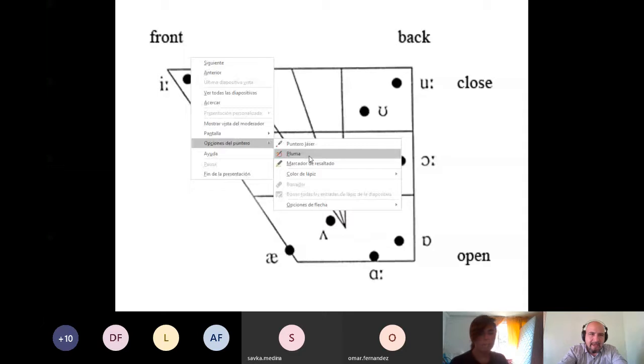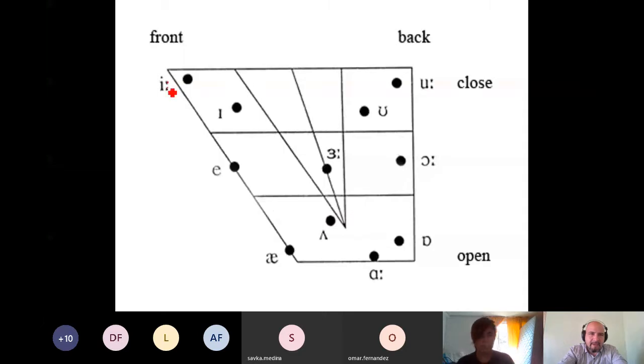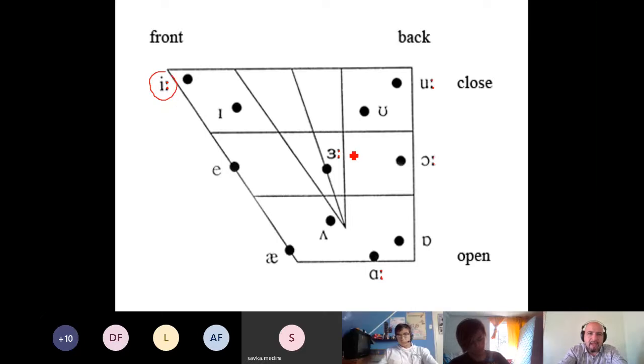E has a colon, dos puntos, right? A colon after. U also has a colon. The same for O, as in August. The same with the vowel in first. And the same with the vowel in car. So these are the vowel sounds considered to be long vowel sounds.